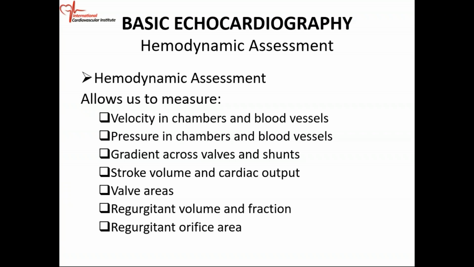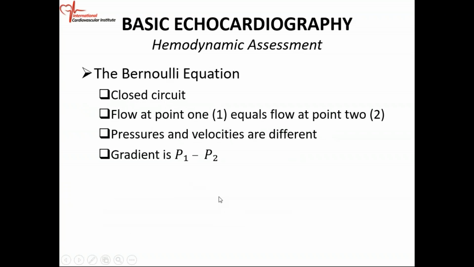And then another means of assessing the severity of regurgitation is something we call the regurgitant orifice area. And we're going to go into that in detail. That is basically the area through which the regurgitation is occurring. The bigger the area that the regurgitation is occurring, the more significant the regurgitation. And again, we can use hemodynamics to assess that. So hemodynamics is essentially one of the backbones of echo.